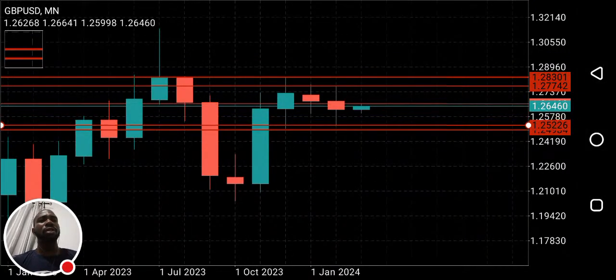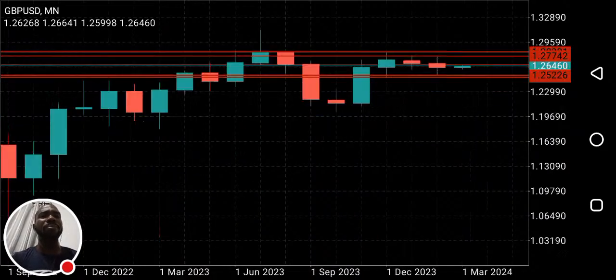So this is a demand and supply level. If price breaks the resistance zone or supply level, we look for buy. If price breaks the support level, we look for sell. But we don't want to wait for price to hit the support or resistance level before we decide to buy or sell, so we need to go down to a lower time frame.